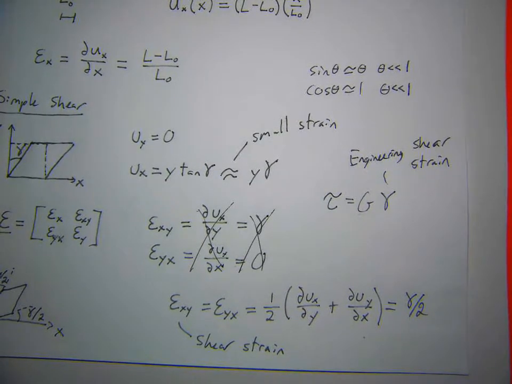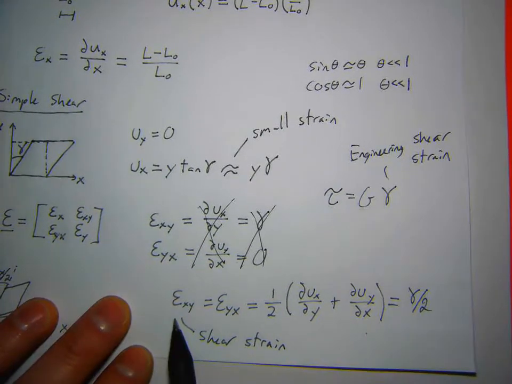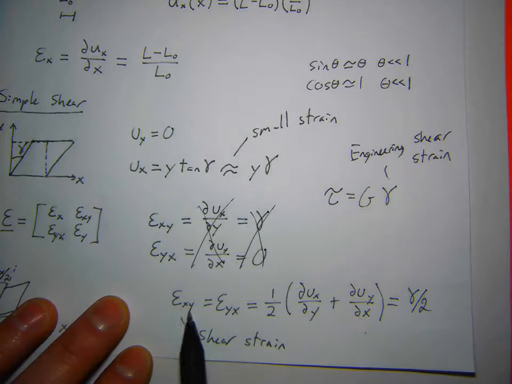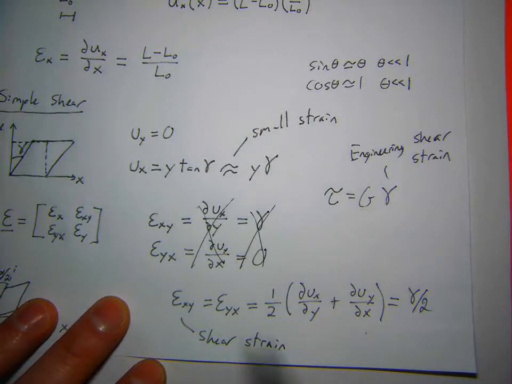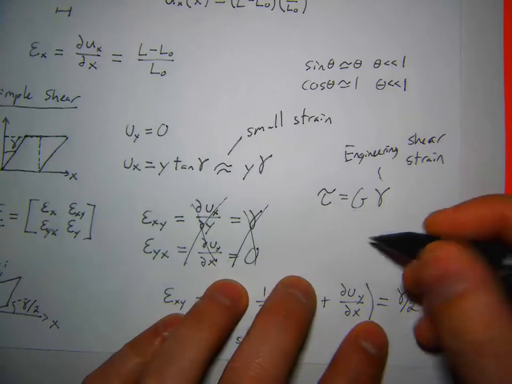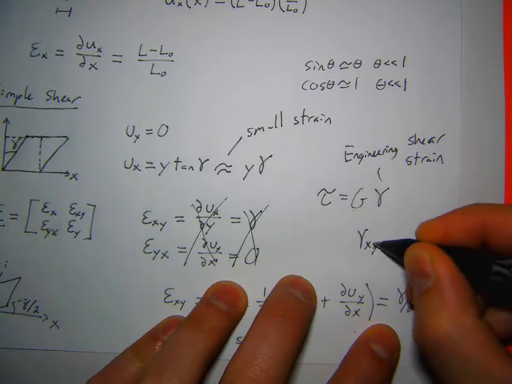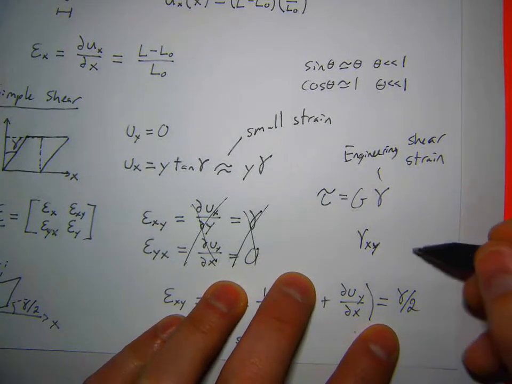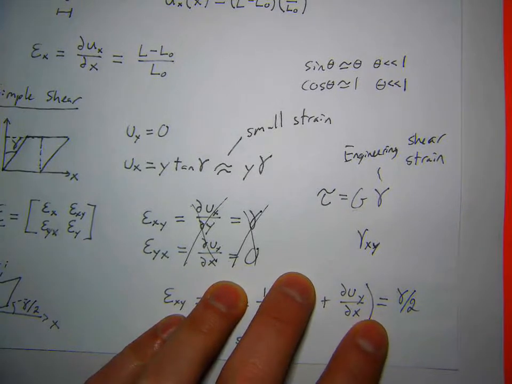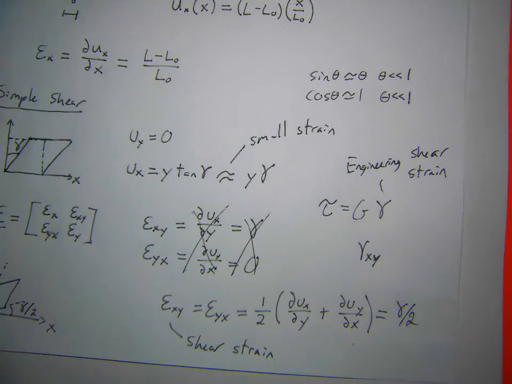So I'm giving you a heads up now that notation-wise, if I'm using an epsilon xy, that's shear strain. If I'm using a gamma, or potentially a gamma xy sometimes, or gamma yz, that's my engineering shear strain.